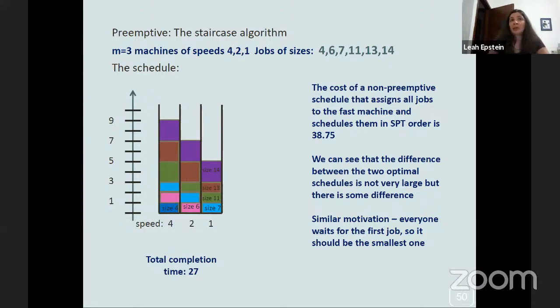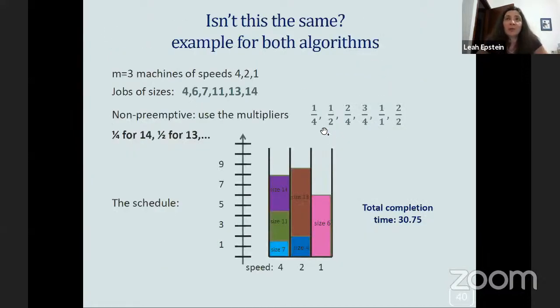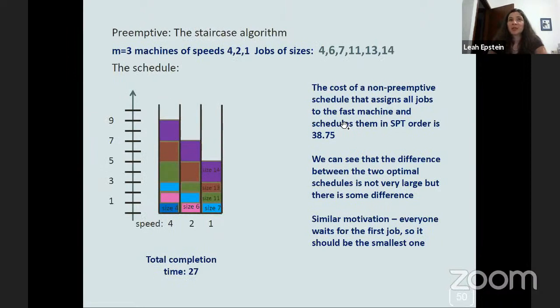So it is nice to have two polynomial algorithms, but the relation is not that clear. And for a second, for someone who's not familiar with it, you can think that it is just the same. But if you run it for the same input, you get that the total completion time is not the same, so it's not the same algorithm.